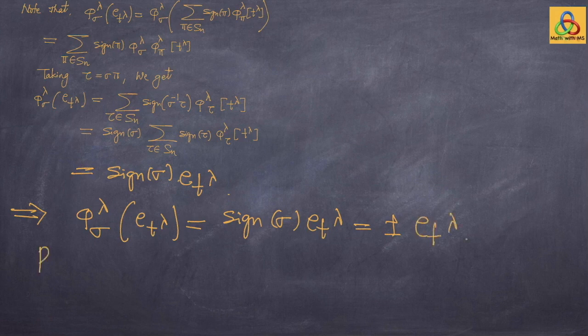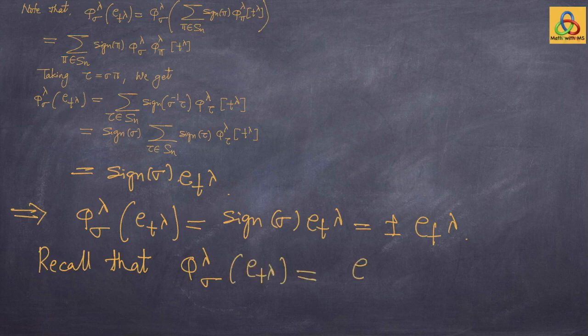Now recall that we proved a proposition today which says that phi lambda sigma of the polytabloid E of T lambda is nothing but E of sigma T lambda. But on the other hand, we have shown that phi lambda sigma of E of T lambda is plus or minus of E of T lambda, which implies that E of sigma of T lambda is equal to plus or minus of E of T lambda.